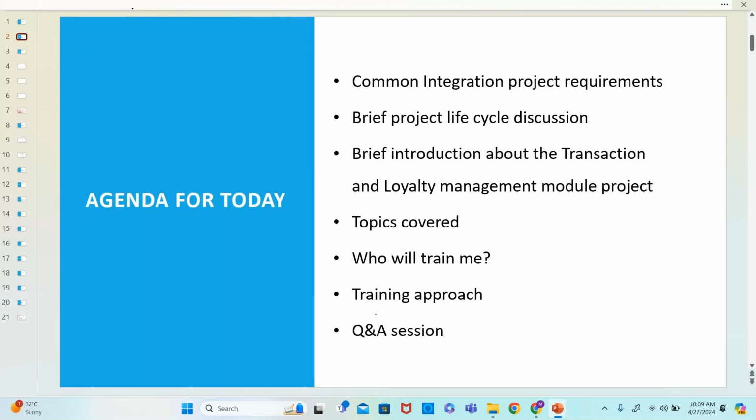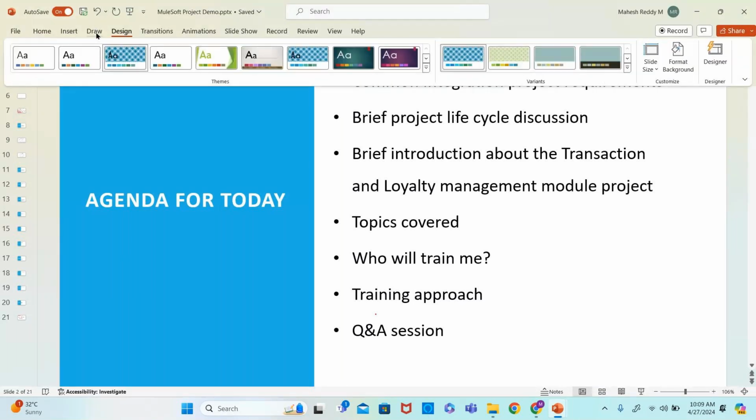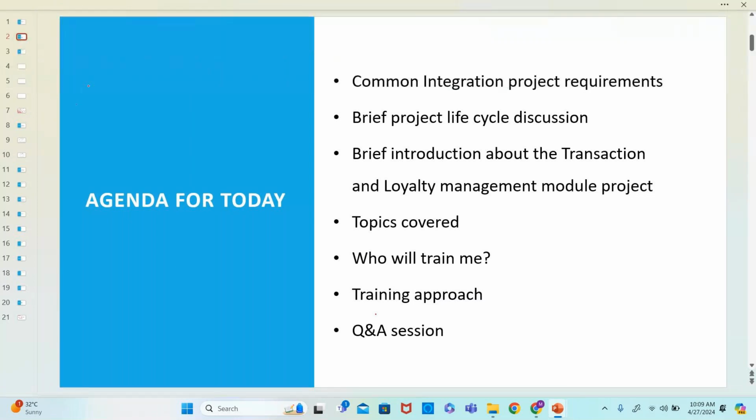The next thing is we'll discuss the complete project life cycle, from requirements gathering to production deployment. What are the different steps involved in that project, how a developer will be involved, where their journey will start and where it will end. All these discussions will happen in the project life cycle discussion.